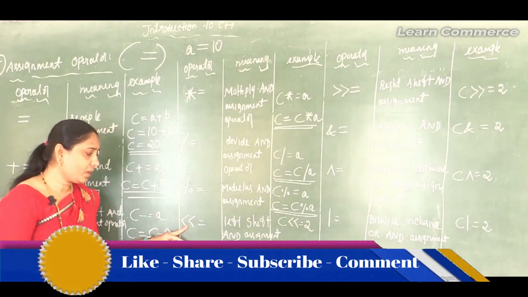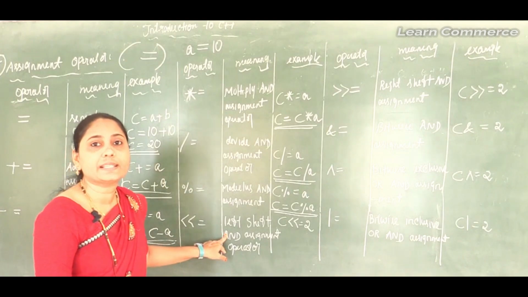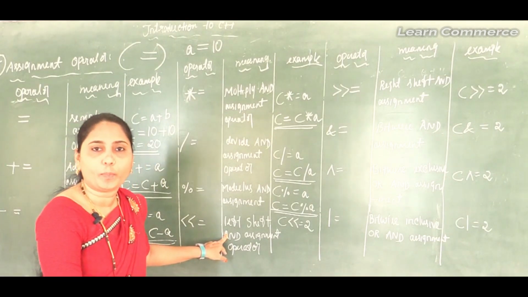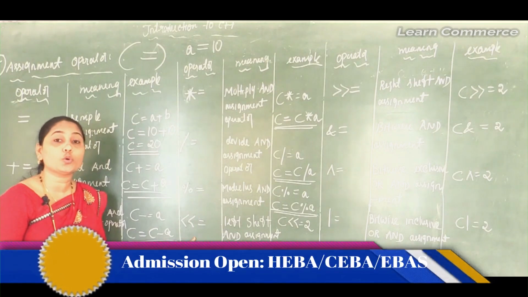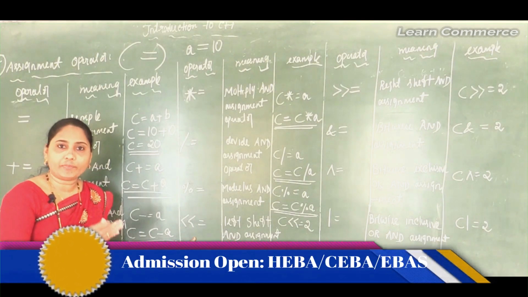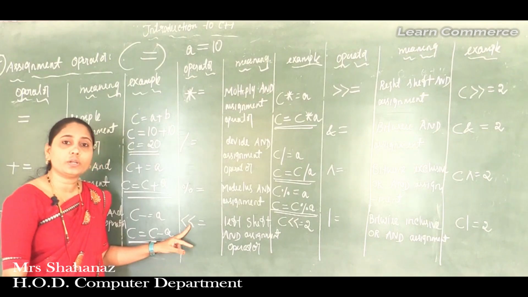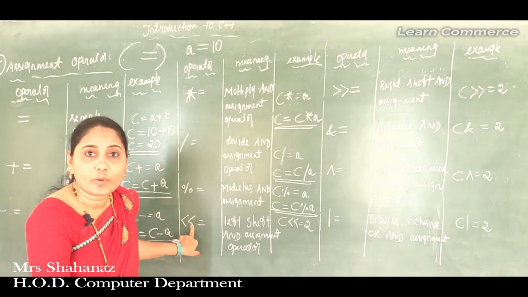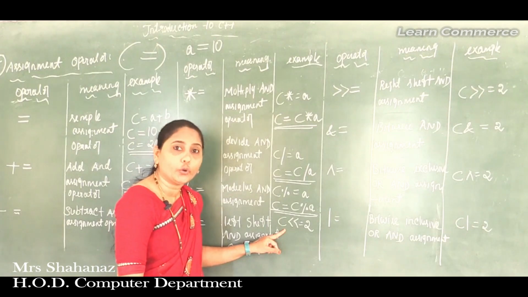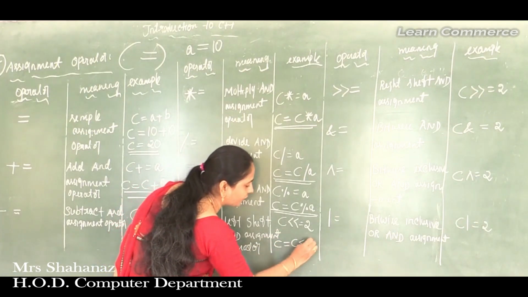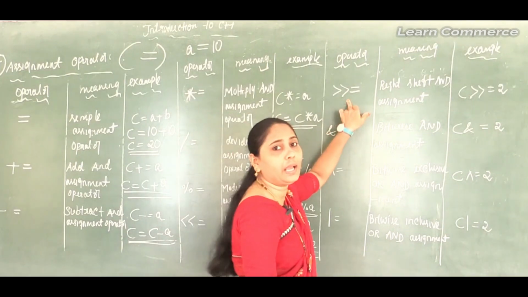After that, the left shift equal. We can describe it as the left shift and assignment operator. As we know, in our bitwise operators, one operator is the left shift. It shifts to the left side, but 0 is added to the right of the number. So when you use the left shift equal sign, it is called the left shift and assignment operator. One example: C left shift equal to 2, which we write as C is equal to C left shift 2. So this is the full form.